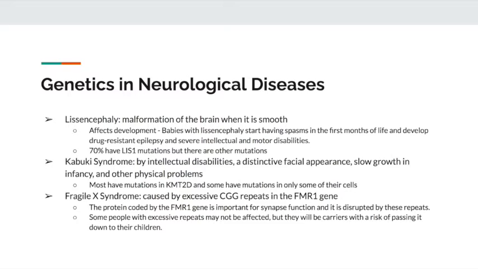Fragile X syndrome is the most common form of congenital intellectual disability in males, and it is caused by excessive CGG repeats in the FMR1 gene. The protein coded by the FMR1 gene is important for synapse function, and it is disrupted by these repeats. Some people with excessive repeats may not be affected, but they will be carriers with the risk of passing it down to their children.